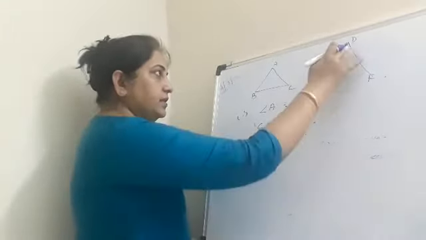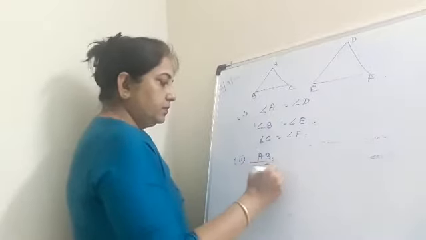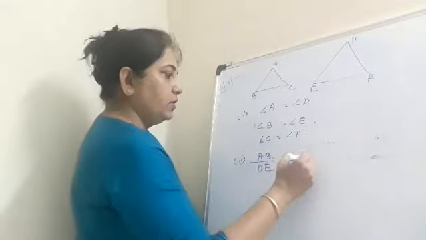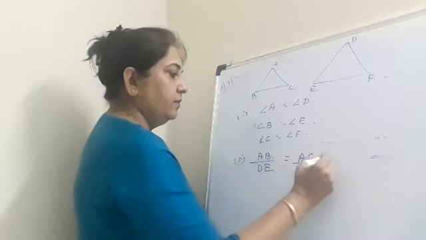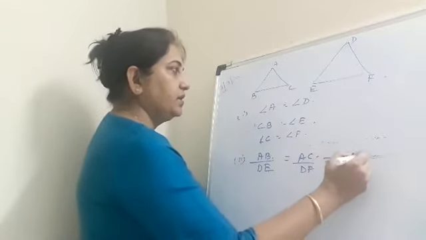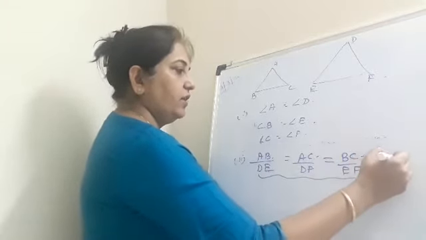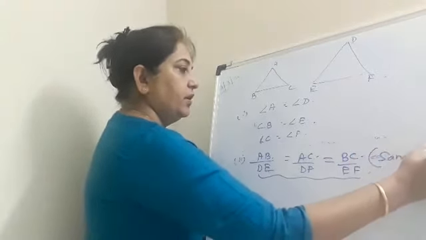AB upon DE, the ratios will be equal. So AB upon DE will be equal to AC upon DF will be equal to BC upon EF. They are in proportion, or we can write that they are in the same ratio.